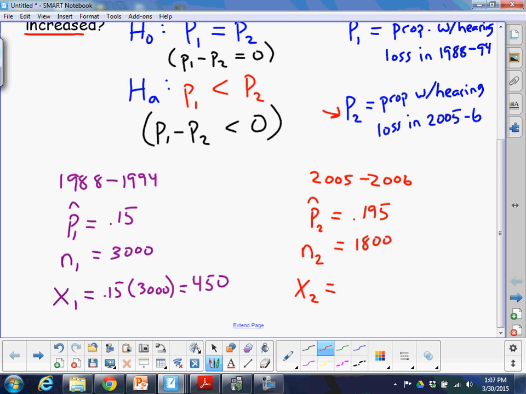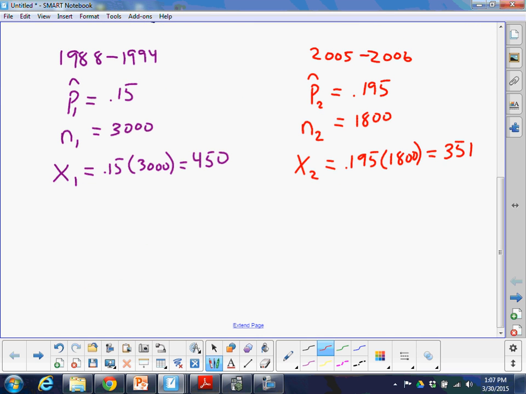And similarly over here, 19.5% of 1,800 would give us a count value of 351. Okay, now I may have rounded it. I can't remember if this came out to be a perfect whole number. If not, if it's a decimal, you need to round it to a whole number to use the calculator. Okay, those x's need to be integer numbers only. Okay, so that's going to make checking these conditions a little bit easier, I think, to have all that in front of us. So let's check the conditions here.